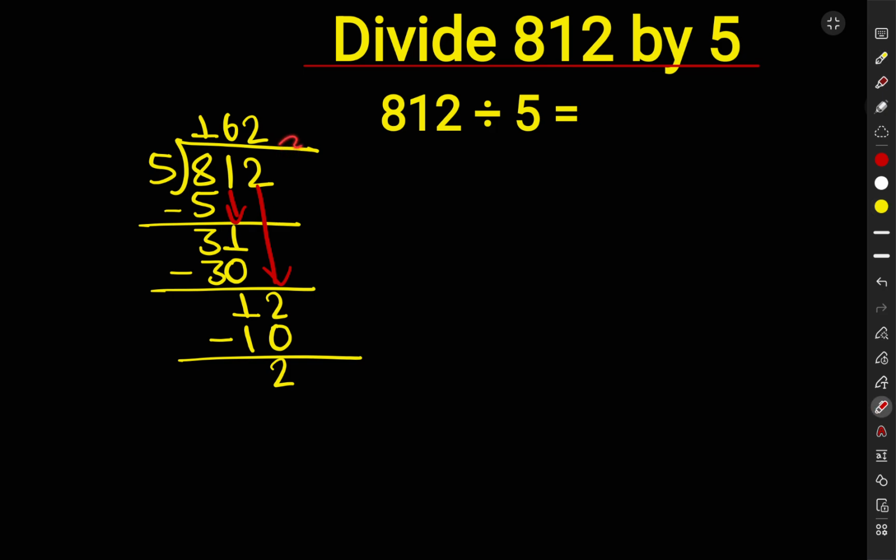So now we have no other number to put down. So we take a decimal here, so that we put a zero. So it is 20 and 5 times 4 is 20. On subtracting we get 0. So 812 divided by 5 is 162 decimal 4.